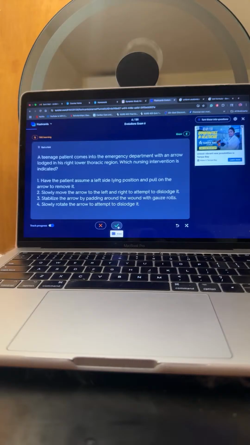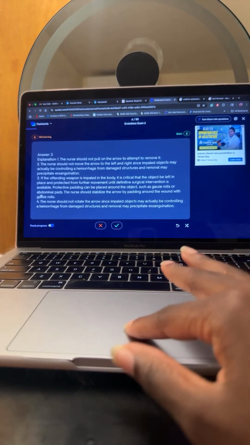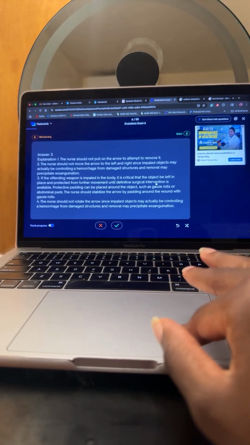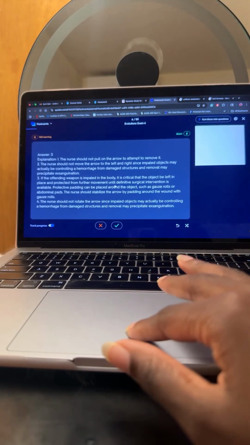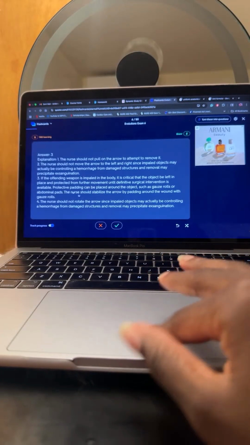So the correct answer is that we're going to leave it, and try to actually stabilize it in there. So it's going to be 3: stabilize the arrow by packing around the wound with gauze rolls. We're going to leave the arrow inside. If the offending weapon is impaled in the body, it is critical that the object be left in place and protected from further movement until definitive surgical intervention is available.